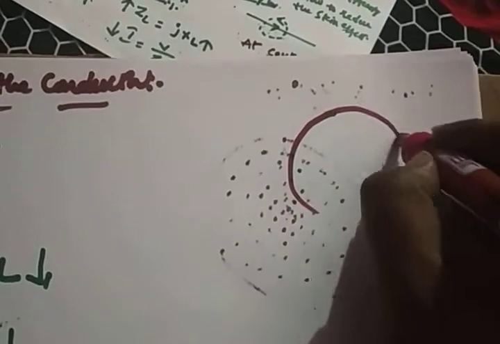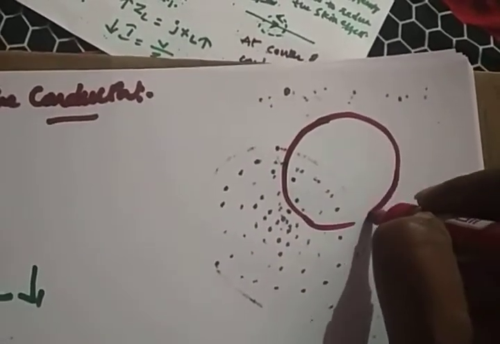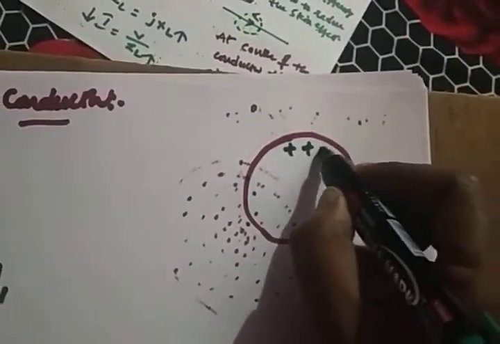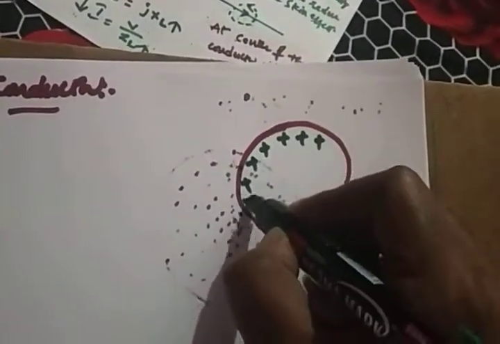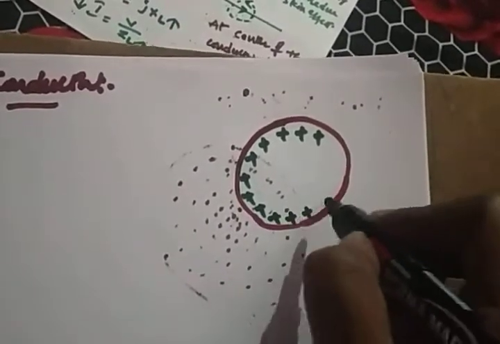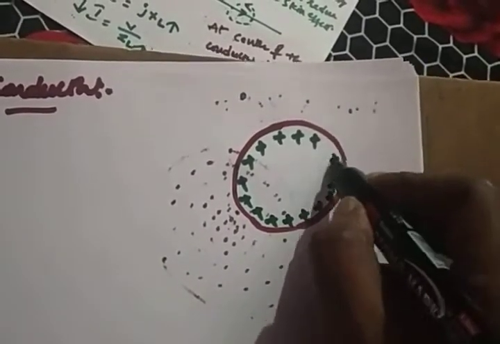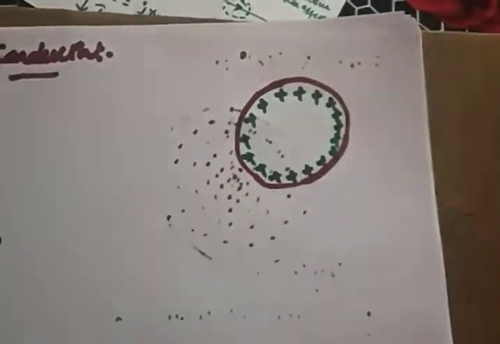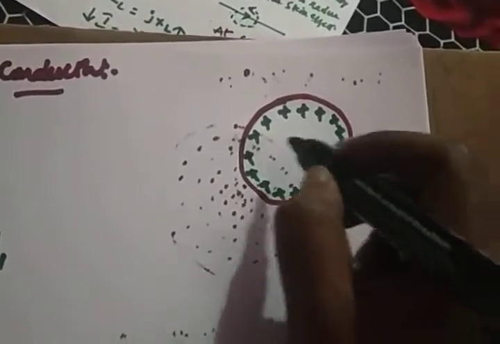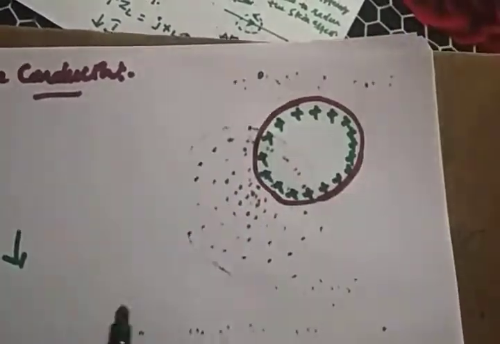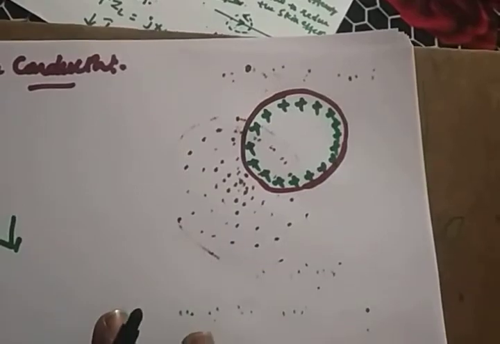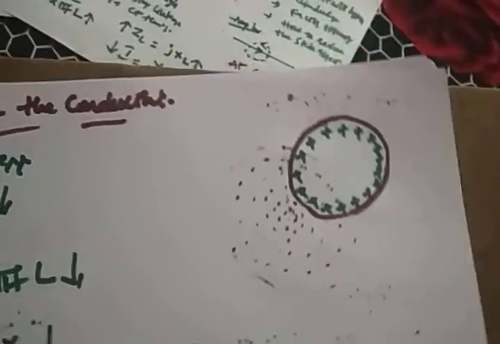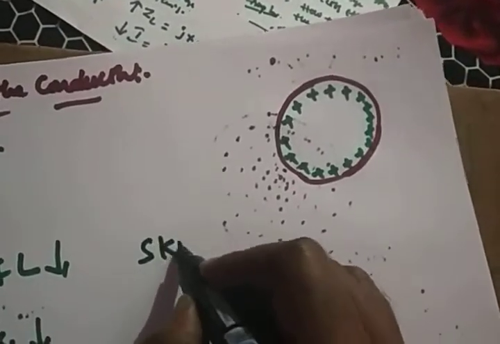If this is a conductor, on the surface of the conductor you will have the current value. And at the center of the conductor, we don't have any current. So this phenomenon we can call a skin effect. Now we'll define what a skin effect is.